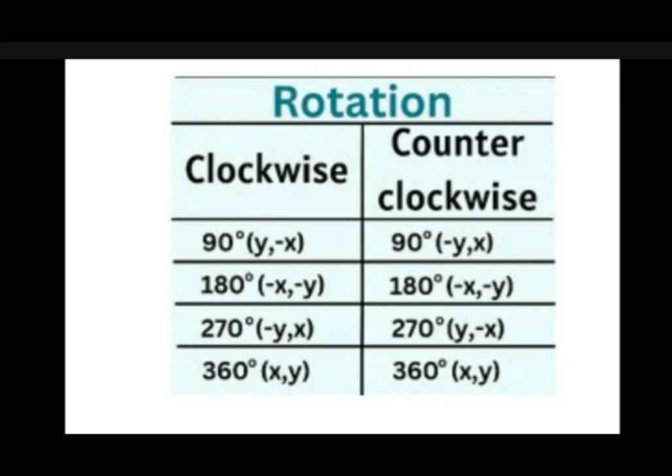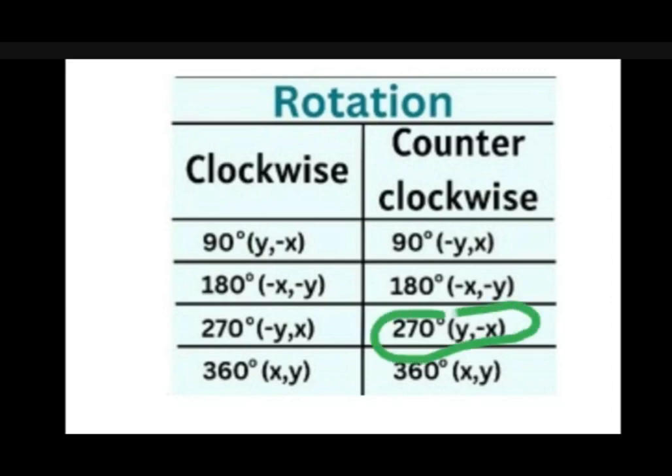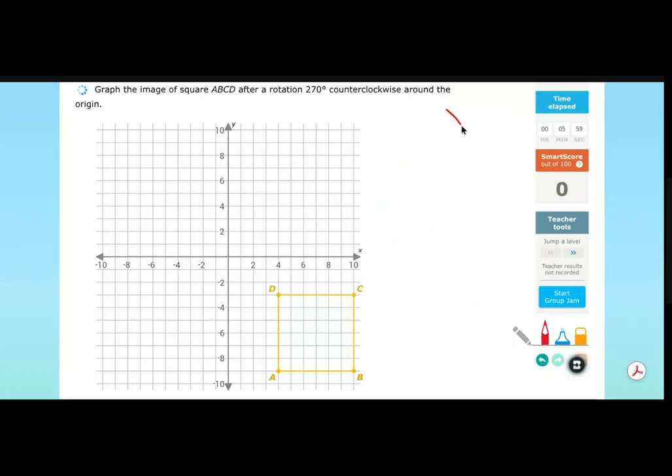So we're going to focus here on this rule, and I recommend that you either have pen and paper with you to write down the new ordered pairs, or you write on your computer screen. First thing I would recommend that you do is write the rule up at the top of your screen. So I have a rule of (y, negative x) for this 270 degree counterclockwise rotation.